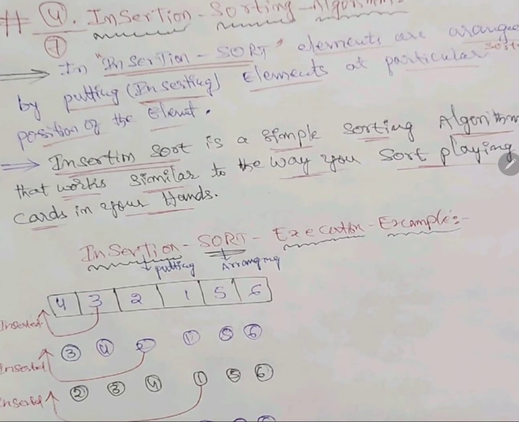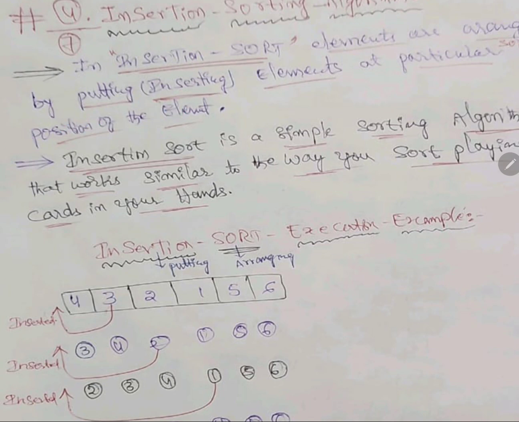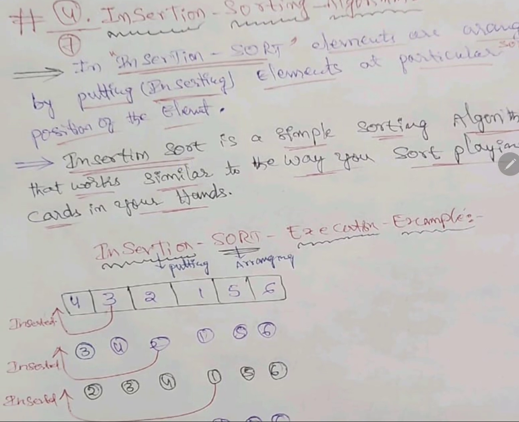In insertion sort, elements are arranged by inserting elements, putting, nothing but inserting at a particular position. According to the definition, particular position means small to big. With an example it will be clear. 3 is smaller than this, so we insert it here. So 2 will be inserted here, at a particular position. The left side value should be less and the right side value should be greater. In that way we need to insert the elements.